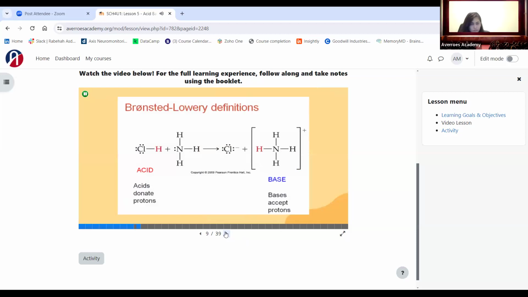So in our Bronsted-Lowry definition, here's our reaction. We have HCl plus NH3 yields Cl- and then NH4+. The acids donate protons. So we know the hydrogen from HCl is being donated to the ammonia. The base accepts the proton. So our HCl is the acid and our NH3 is the base.